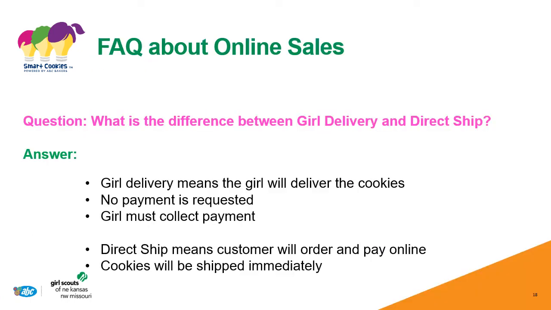Just to review, let's go over the difference between girl delivery and direct ship emails. If a customer is sent a girl delivery email, it means that the customer will place an order, the girl will deliver the cookies, no payment is requested of the customer, the girl must collect it. And again, the girl must get the cookies from her troop, just like she took an order from a neighbor on her paper order card.